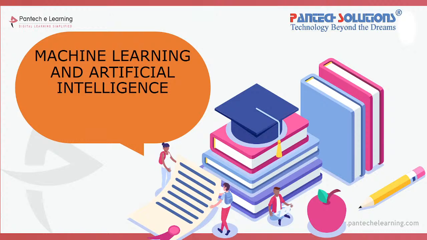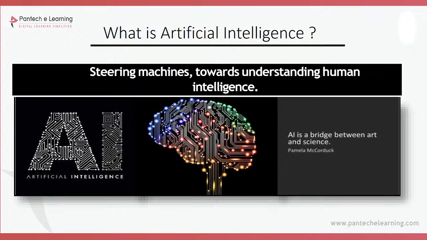We are using artificial intelligence to train the system, to train robots and to perform human intelligent tasks. It is nothing but controlling machines towards understanding human intelligence. Artificial intelligence is a bridge between art and science, creating tools for artists to experiment creatively. So artificial intelligence is used to create different types of tools to create art.